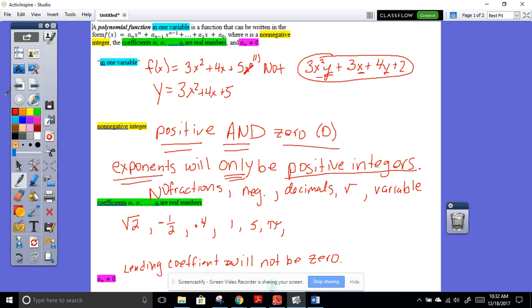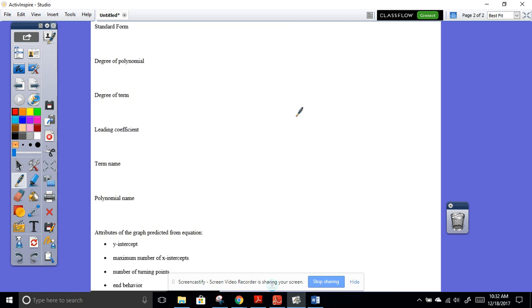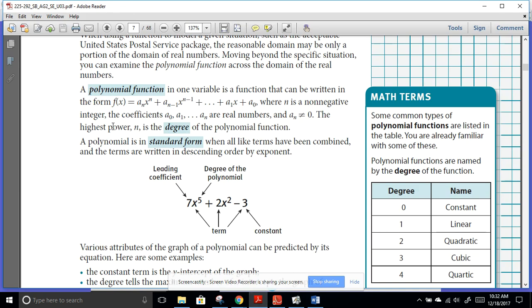All right, so let's start looking at some of these terms that they give us. In the Springboard book, they start talking about the highest power n being the degree of the polynomial. And then they tell us that the polynomial is in standard form when all the like terms are combined and they're written in descending order by exponent. So they give us an example right here: 7x to the 5th plus 2x squared minus 3.